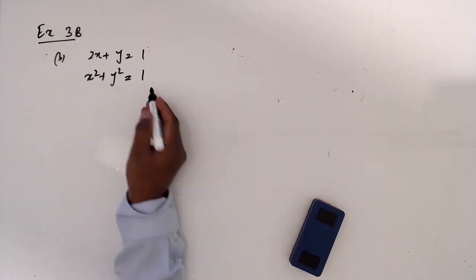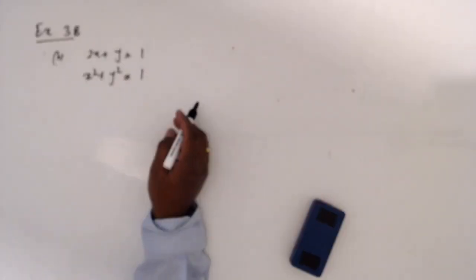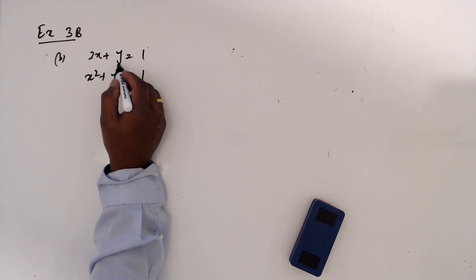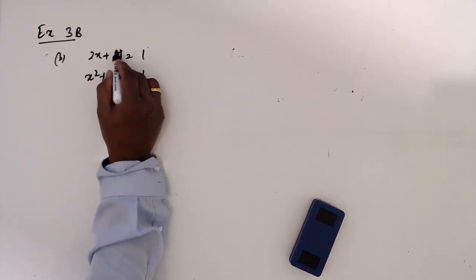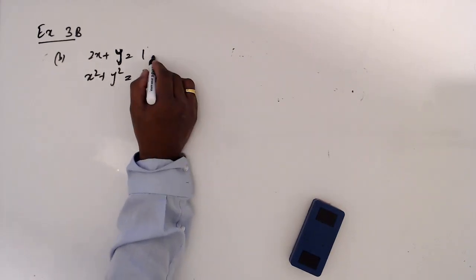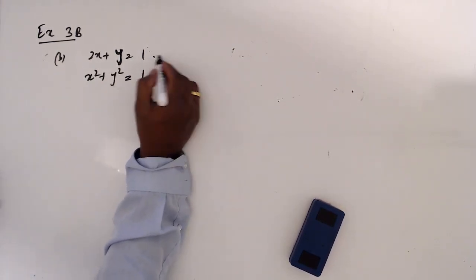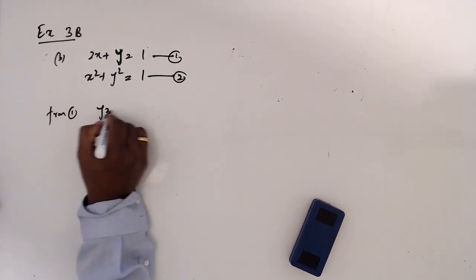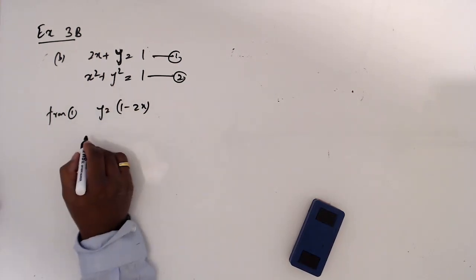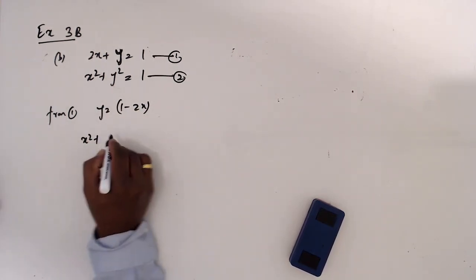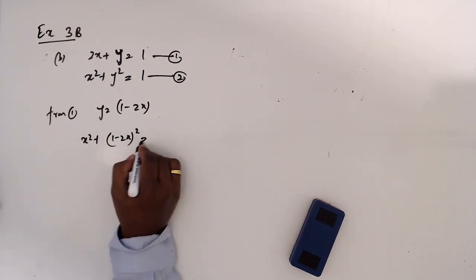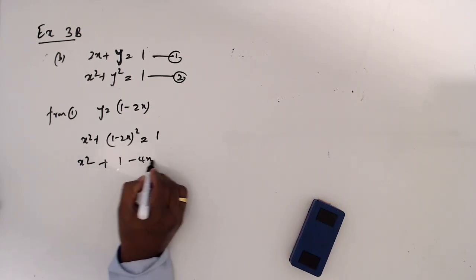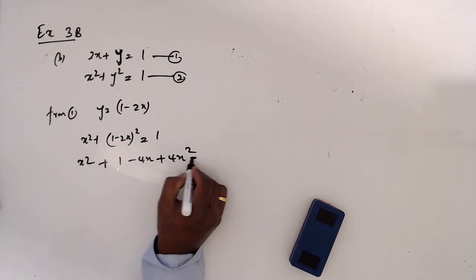So we know that this is not a linear equation, though this is a linear equation. So we have to use substitution. And the y is solely there, so then y is the one made the subject. From 1, y equals 1 minus 2x. We substitute into this one: x squared plus (1 minus 2x) squared equals 1. So x squared plus 1 minus 4x plus 4x squared equals 1.